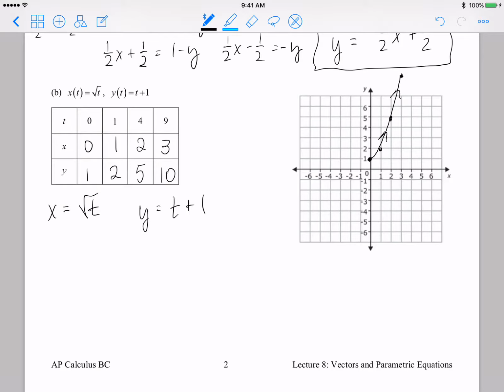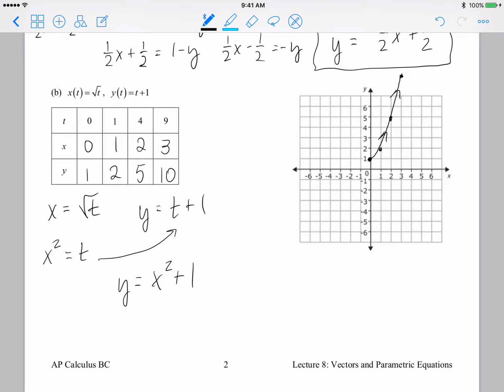We're going to solve both of them for t. And so what I'm going to get here is x squared is equal to t. And actually, instead of doing that, to make it a little bit easier, I'm just going to substitute that in for the equation for y. So if I substitute that into the t there, that's going to say y is equal to x squared plus 1. And what you should notice is that that does match, in a way, the graph that we drew.